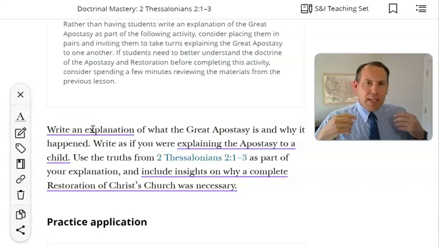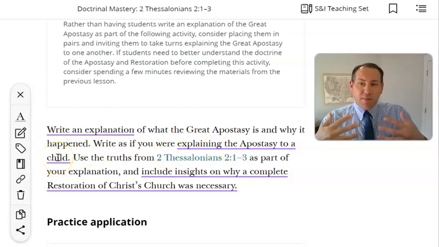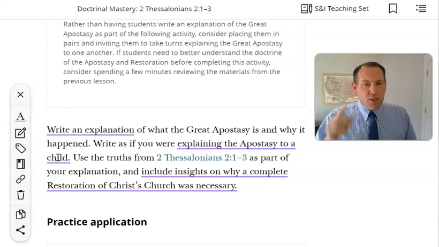And so nobody's going to be talking and every student can be involved in this way. And just tell them to do their best. Then the second step is to out loud explain the apostasy as if you were talking to a child, and do this in pairs, in groups of 2, 3 at the most. And so you tell the person, whoever's oldest, you're going to go first, or whoever's tallest, you're going to go first.